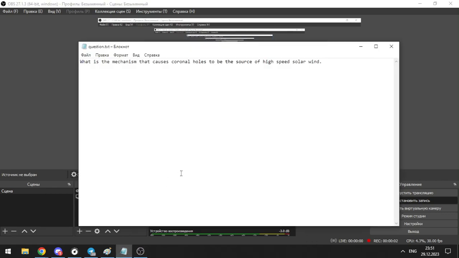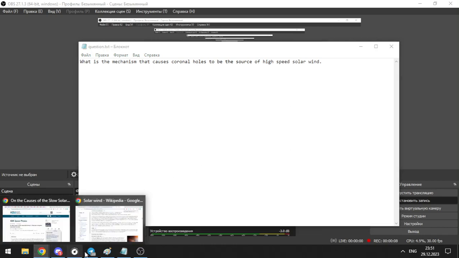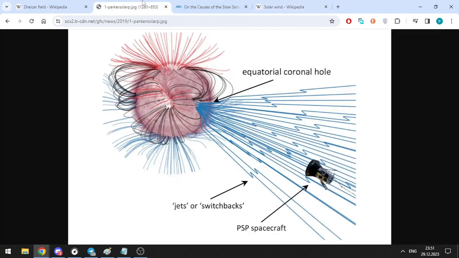Okay, so today's question is, what is the mechanism that causes coronal holes to be the source of high-speed solar wind? And this is a really easy question to answer, at least from the mainstream, in air quotes, point of view. So on the sun, we have magnetic fields, right? In some areas of the sun, these magnetic fields connect 2 points on the surface of the sun. So they're sort of just wrapping the sun itself in themselves, so to speak.